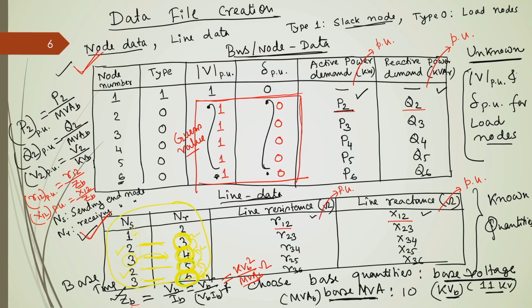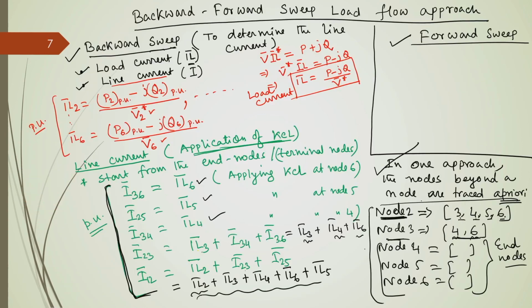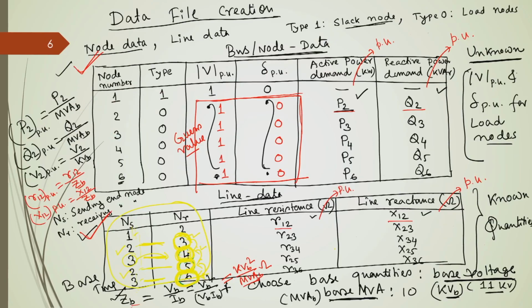So, the answer is no. 4 is not having any receiving end side. So, it is a terminal node. So, basically this I 2 3 is equal to I L 3 plus I L 4. So, you can check whether it is true or not. So, it is equal to I L 3 plus I L 4.